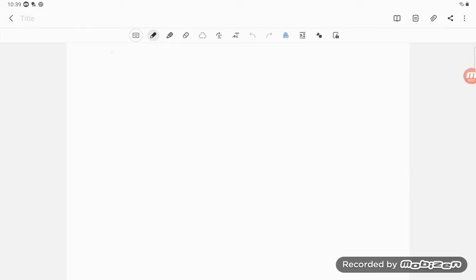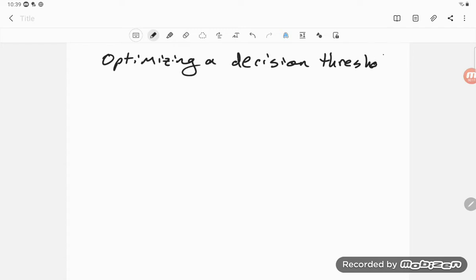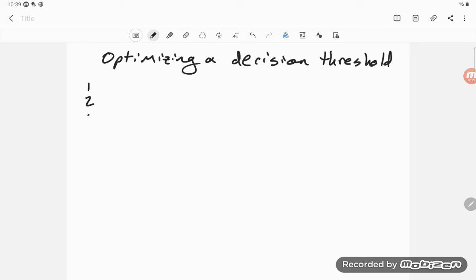Let's look at this idea of optimizing decision threshold. Okay, so let's try, like, maybe 8. Not good with numbers. Say 10 patients, and we'll go with the whole kidney thing or whatever.